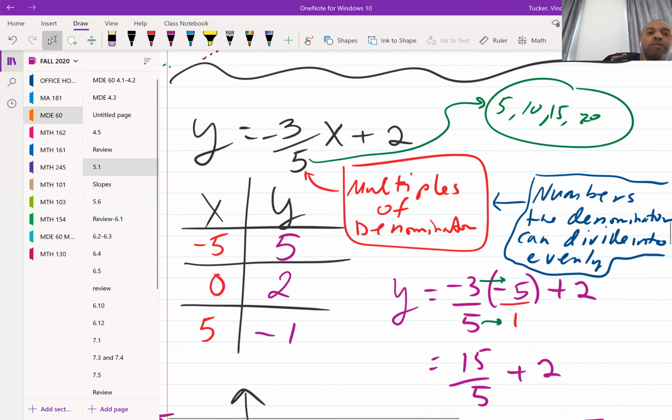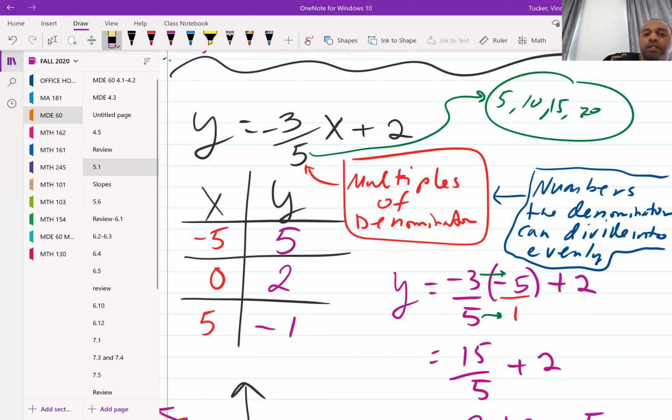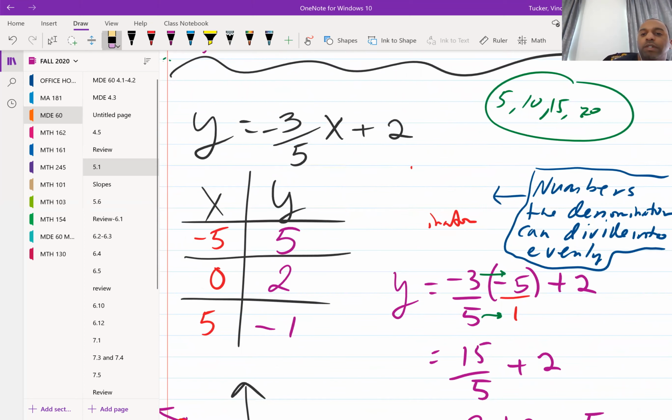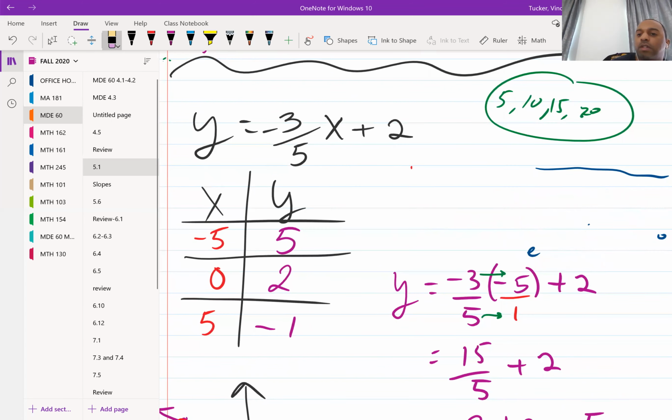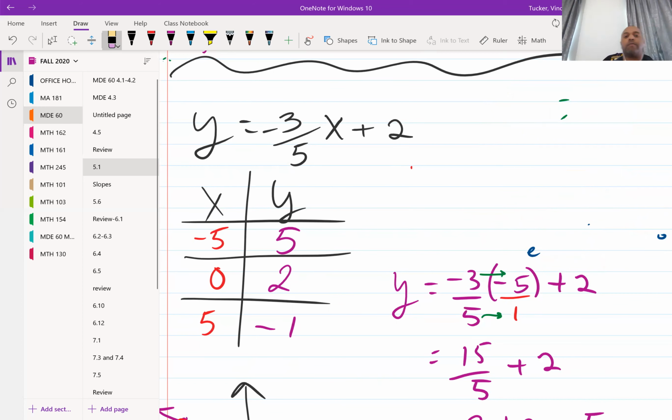All right, so let's look at another one. I'm going to erase this, but then I'll put it back. I just want to make sure we're clear on what was here. All right, so let's say we have y equal to negative 3/5 x plus 2 as our equation.